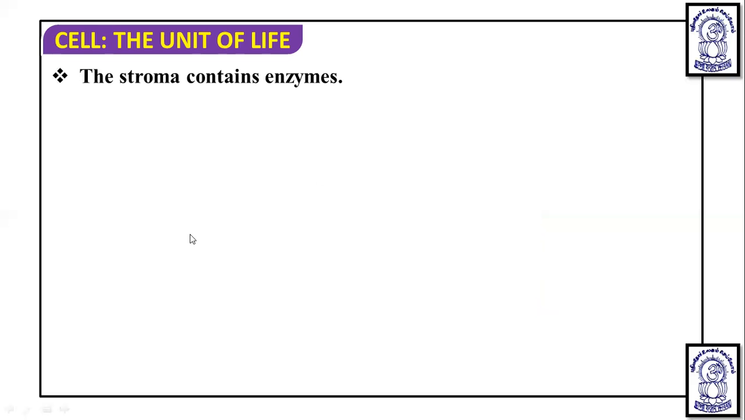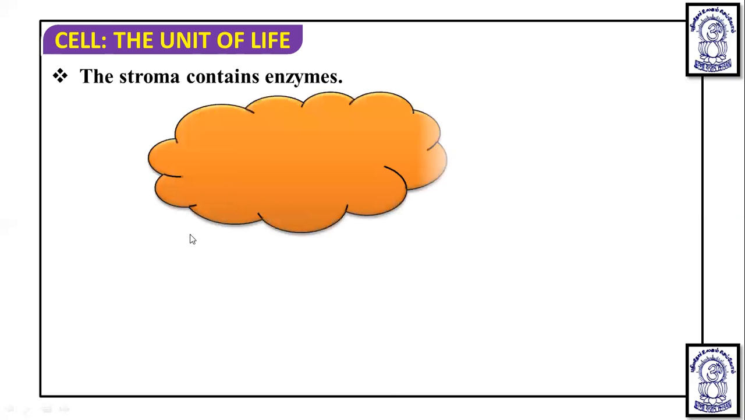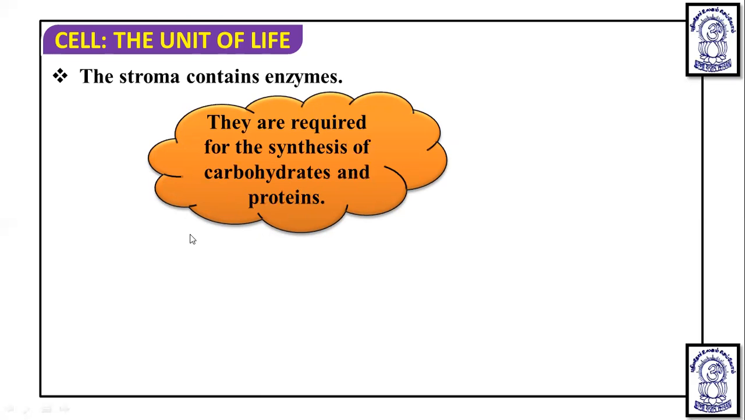So the stroma contains enzymes which carry out the dark reaction of photosynthesis, and they are required in the synthesis of carbohydrate and protein. Carbohydrate synthesis occurs through the dark reaction in photosynthesis. Apart from this, they have ribosomes, so they can carry out protein synthesis.